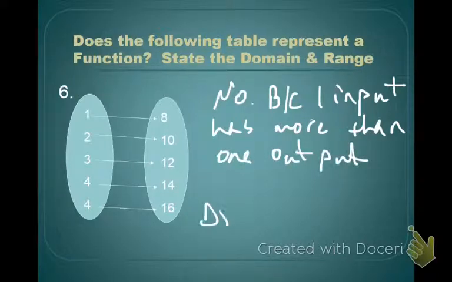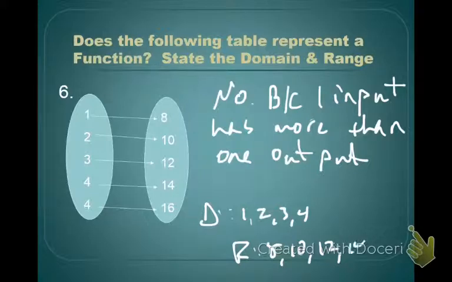Okay? But we can still do domain and range. Domain, anybody? 1, 2, 3, 4. You got it. Range? 10, 12, 14, 8, 10, 12. Well, if you could see it, that's what it would be. Anyway, hopefully that thing will go away at some point. All right, good. Next one.